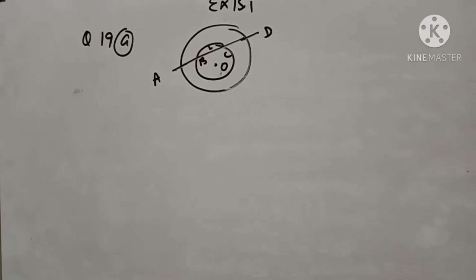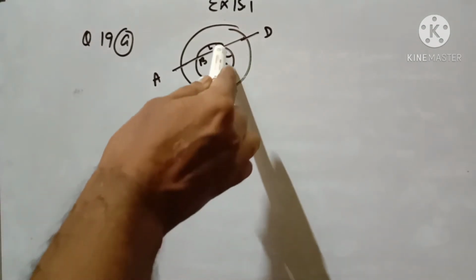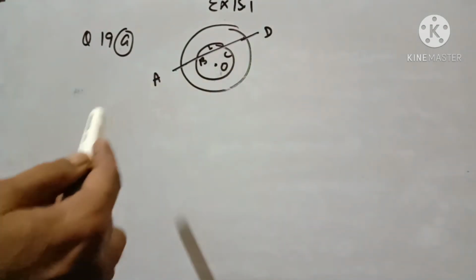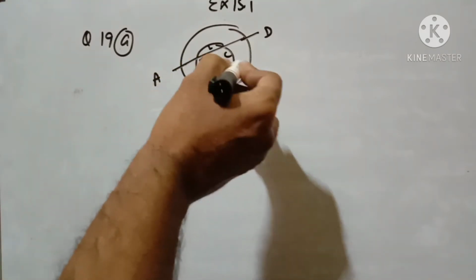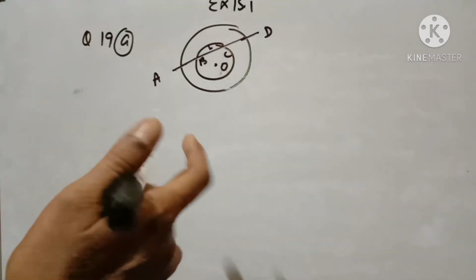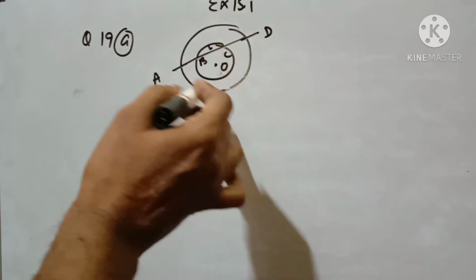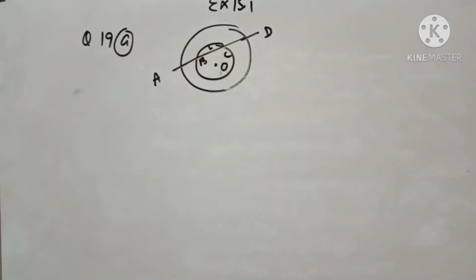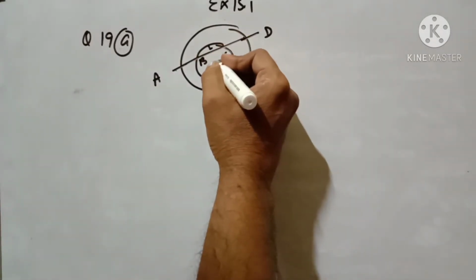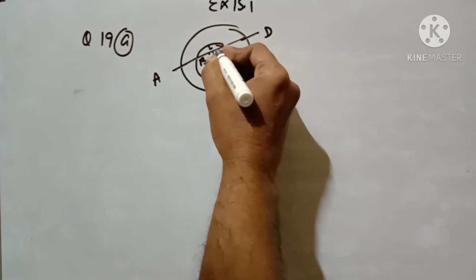According to question number 19a, it is given that in the given figure 1, L is a line. This is L, line L. L is a line that intersects two concentric circles, means two circles with the same center are known as concentric circles, at the points A, B, C, D. Prove that, what you have to prove? AB equals CD. So first of all, draw one perpendicular line.